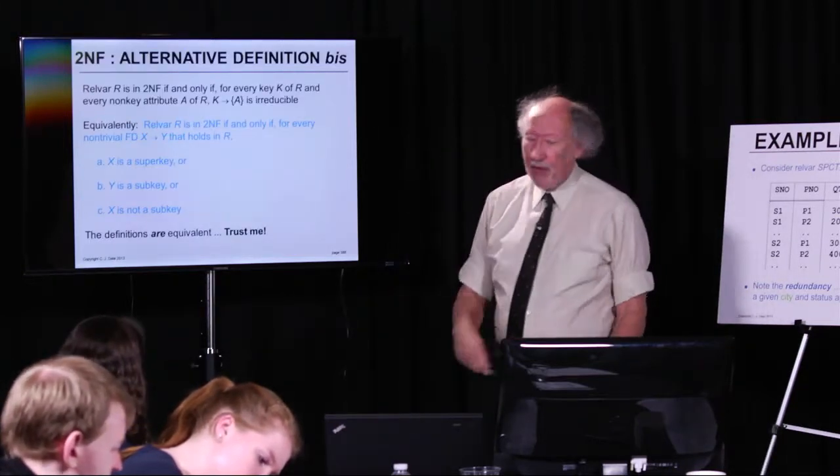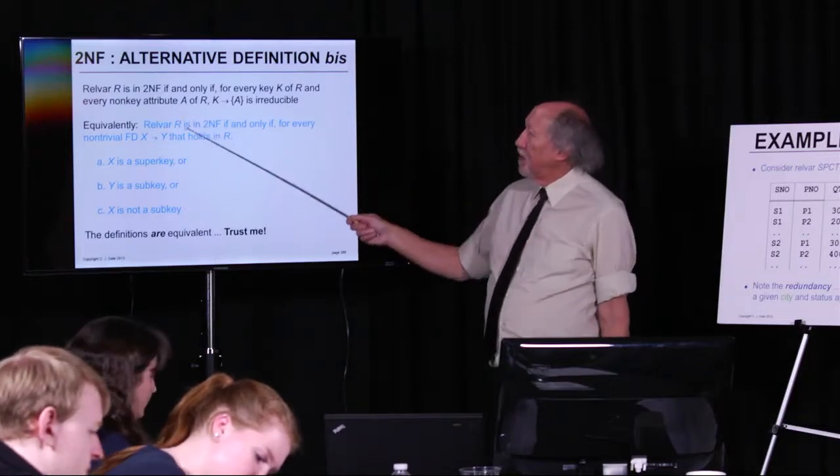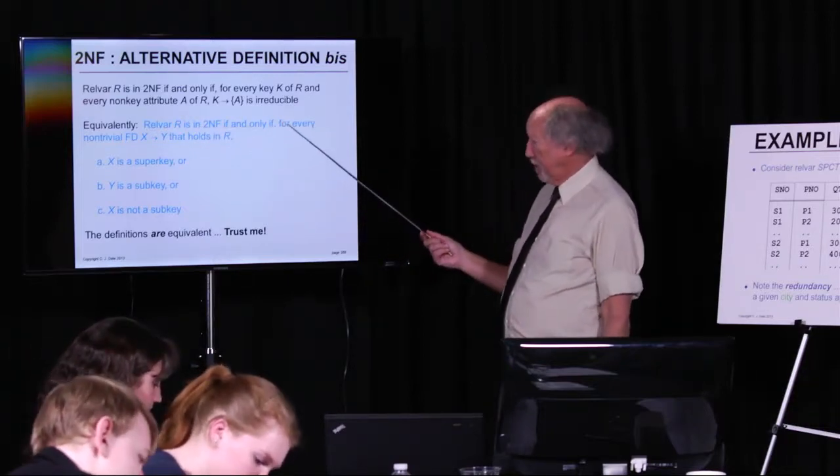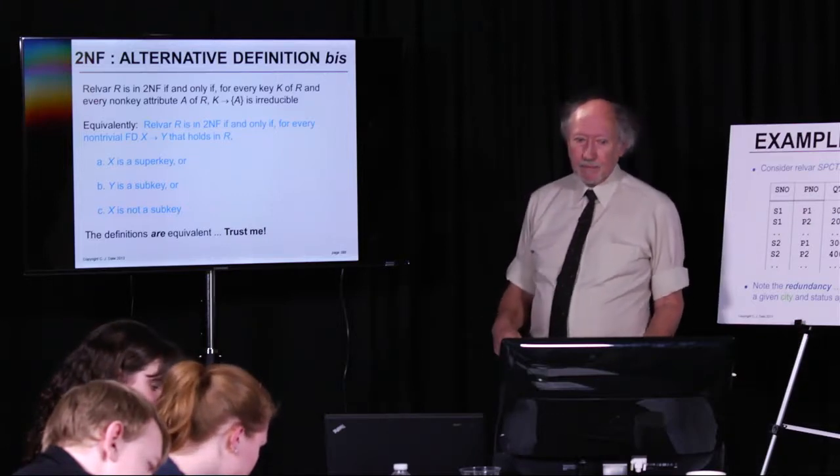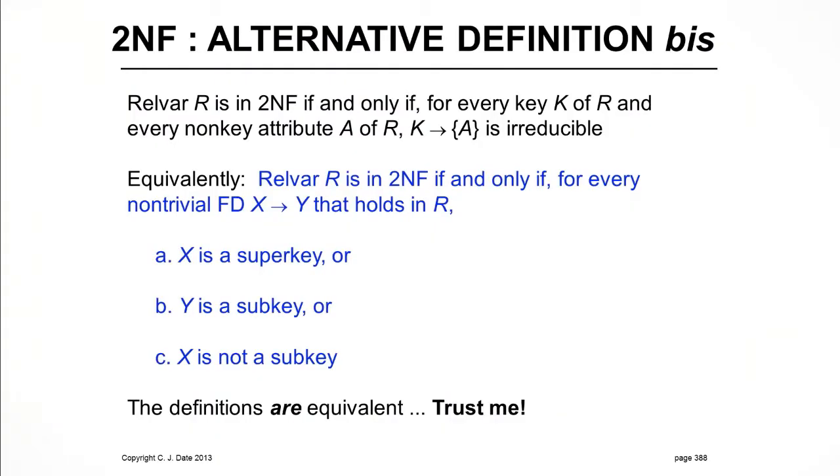So here again is the definition. R is in second normal form if and only if for every non-trivial FD X arrow Y that holds in R, X is a superkey, or Y is a subkey, or X is not a subkey. Trust me, these two definitions are equivalent. It's a bit non-trivial to prove that, but it is in fact true.